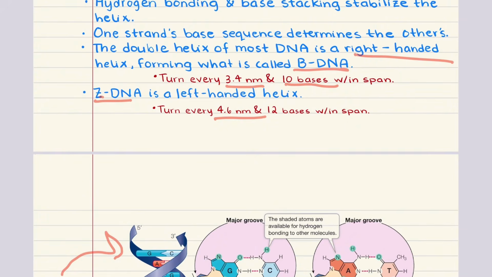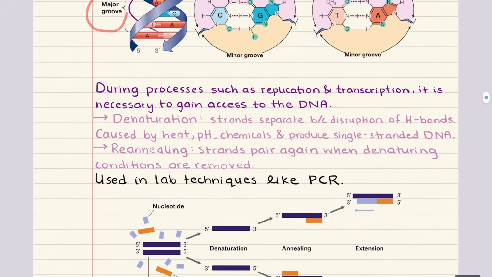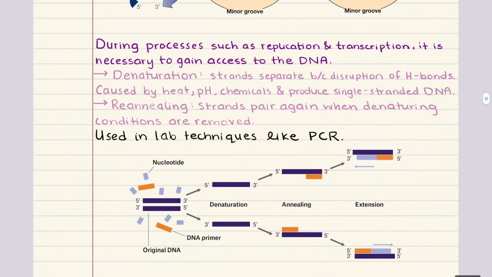Now let's talk about something really important for both biology and biotechnology: DNA strand separation. During processes like replication and transcription, the two strands of DNA have to be separated to allow enzymes to access the genetic code. And this process of separating the strands is called denaturation.